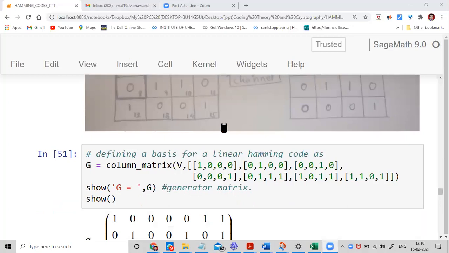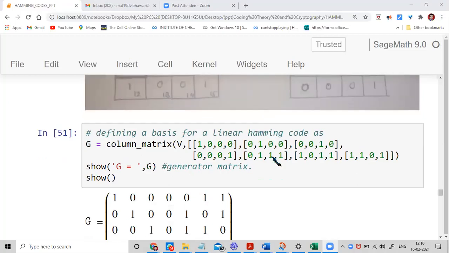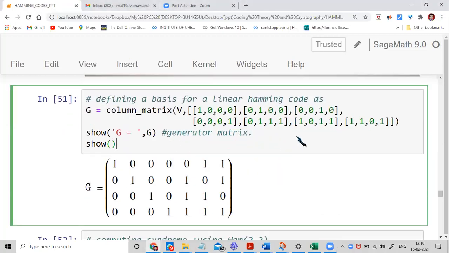Right, just a second. I have done it. Just a second. It is not zooming out. Just a second. Yeah.